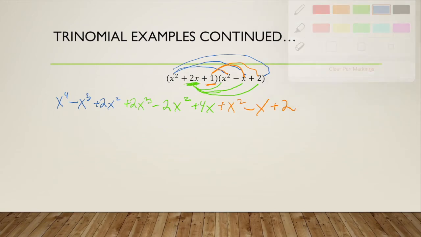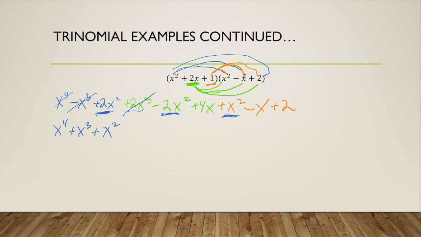Now is when I combine like terms. So I look, okay, I've got 1x to the 4th term. Cool, that guy's done. Next, I have negative 3x cubed plus 2x cubed. That would give me a positive x cubed, so those are done. Now I look at my degree 2 terms, of which there are 3. So if I have 2x squared minus 2x squared plus x squared, that's just going to give me x squared because 2 minus 2 cancels. Then I have 4x minus x. That's going to give me a positive 3x. I'm left with my constant of 2. So that's how we'd multiply a trinomial by another trinomial.